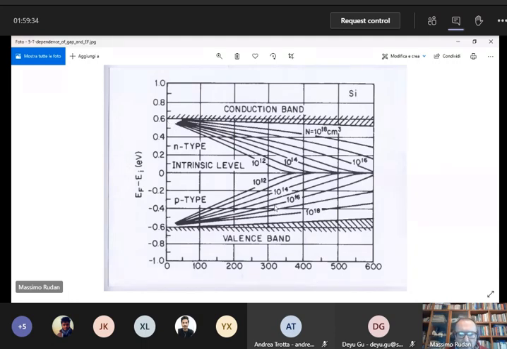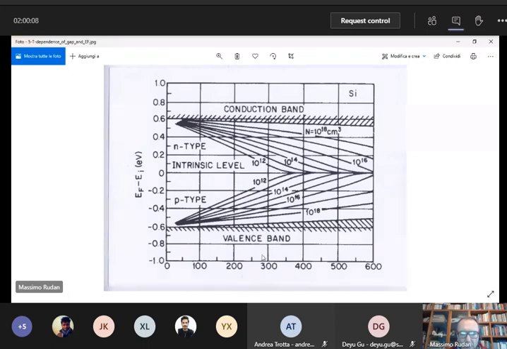The same if you consider a p-type doping, and again you take the 10 to the 16 curve, it is always below the intrinsic Fermi level. It tends to the limit of the intrinsic when temperature increases, and instead it tends to a position between EA and EV when temperature goes to 0.